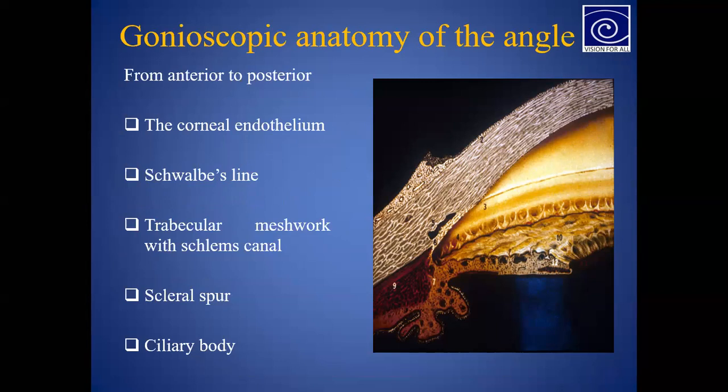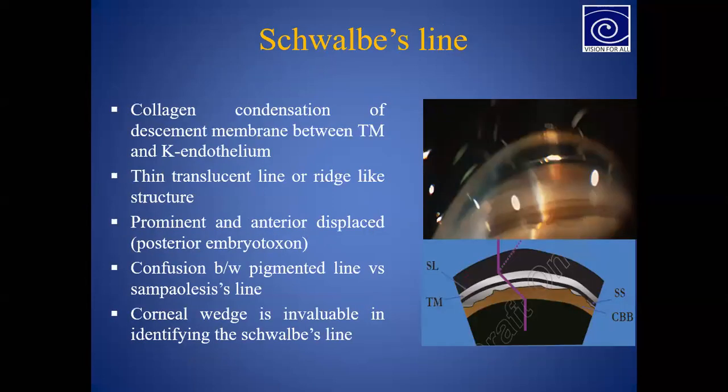The trabecular meshwork is again divided into two parts: the anterior trabecular meshwork and the posterior trabecular meshwork. The anterior trabecular meshwork is also known as non-pigmented trabecular meshwork, and the posterior trabecular meshwork is also known as pigmented trabecular meshwork, right? So now we'll go through how these structures look.